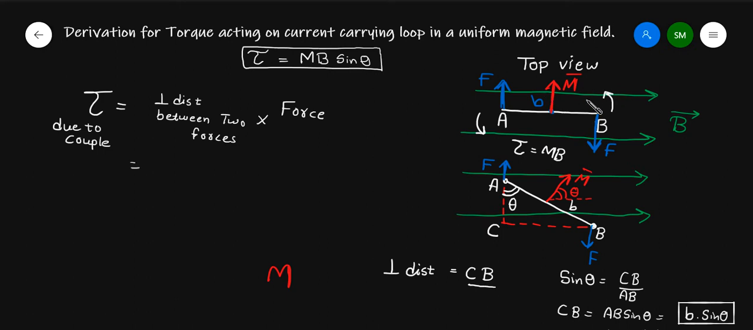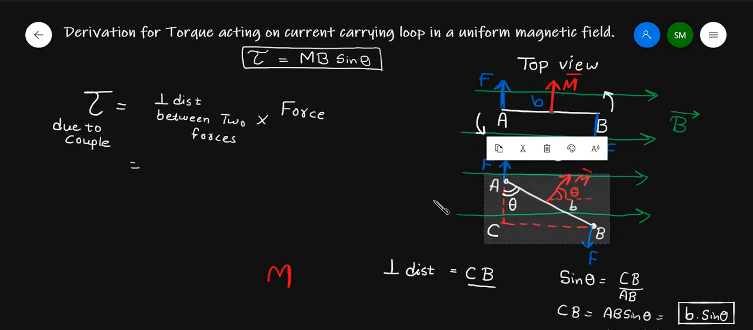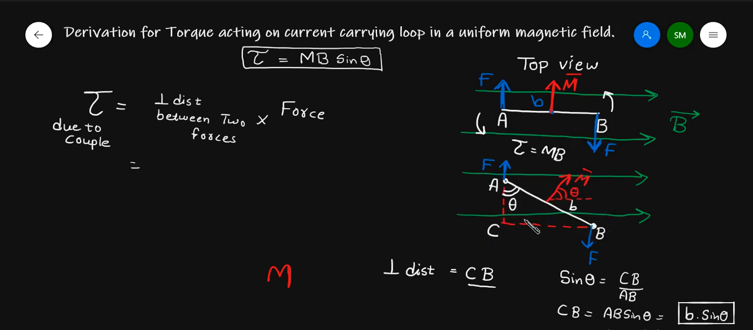Initially, when this position was there, as we proved, torque equals mB, but now we want to calculate the value of torque when the coil is slightly tilted, in this position. Here the force acting is still BIL, but the perpendicular distance between the two forces is CB, which is b sine theta. So here I will add b sine theta. Length into breadth becomes area, so it's BIA sine theta.